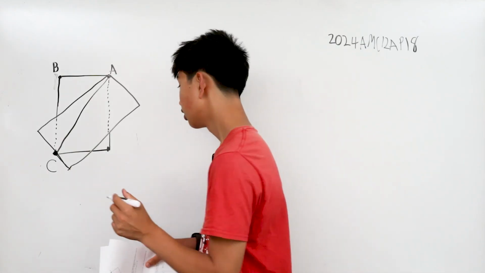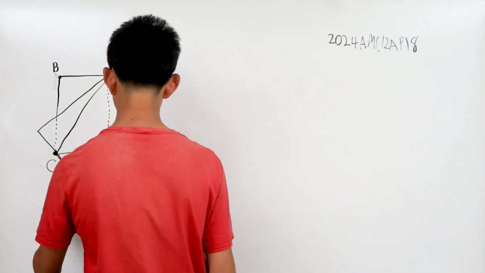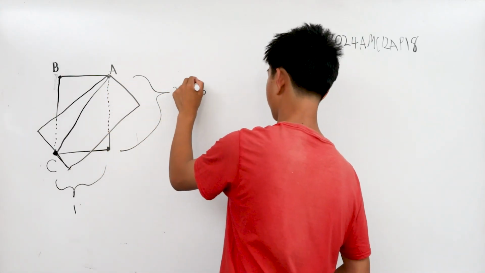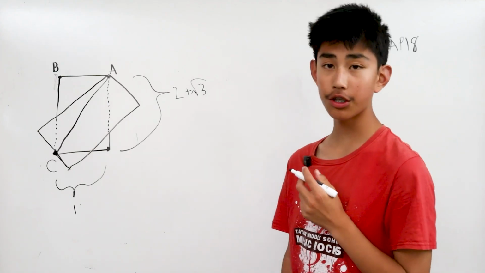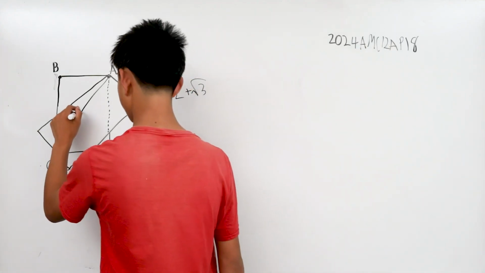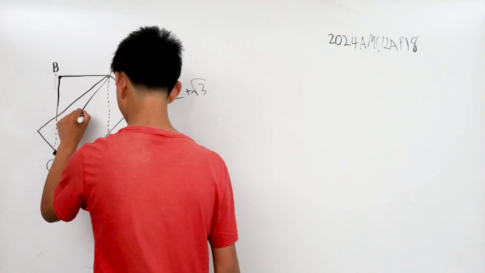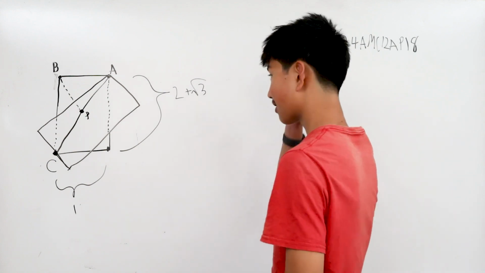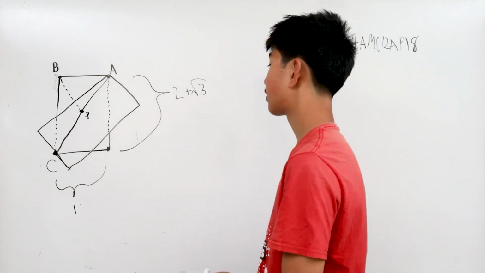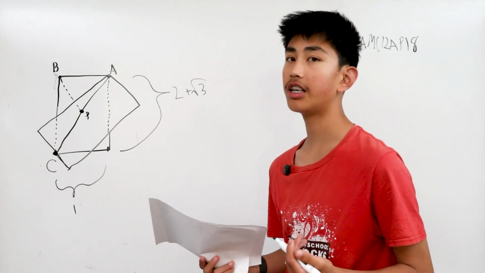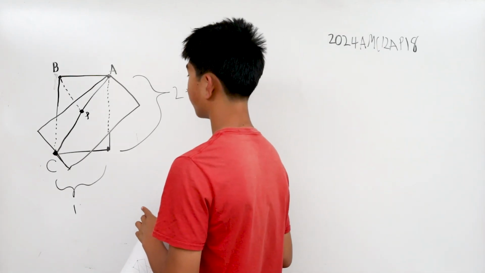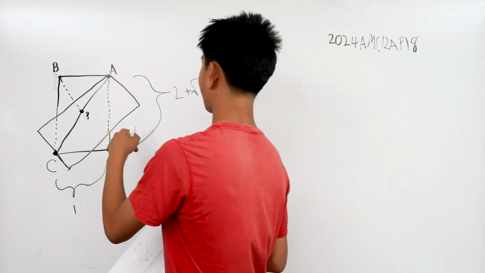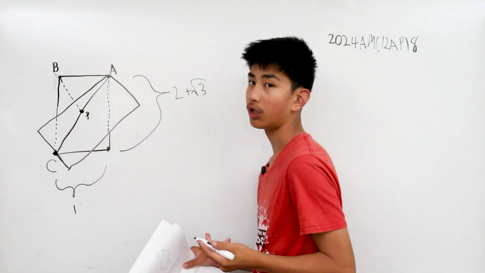So in this figure, the smaller length is 1, and the larger length is 2 plus square root 3. Now what we can do is construct midpoint P of segment AC and construct segment BP. Since this is a rectangle, all angles are 90 degrees, so the lengths of the diagonals are equal, therefore the lengths of AP and PB are equal.